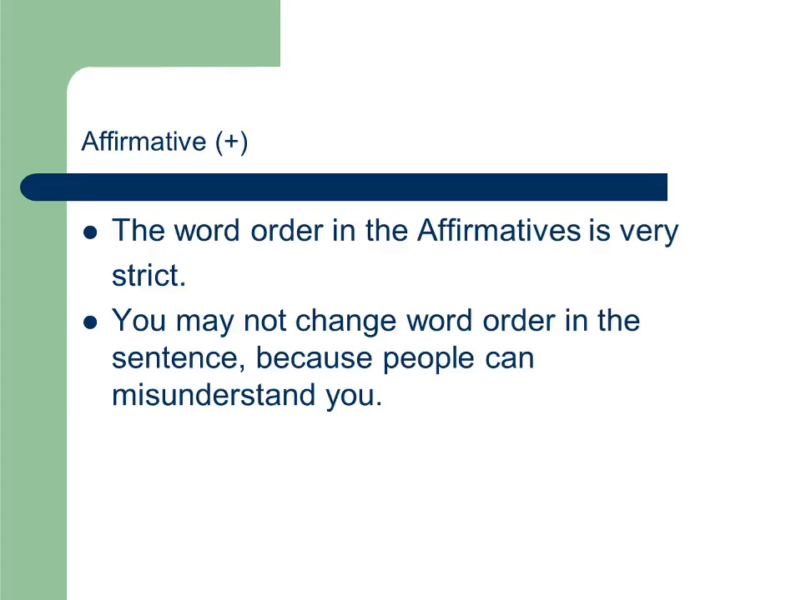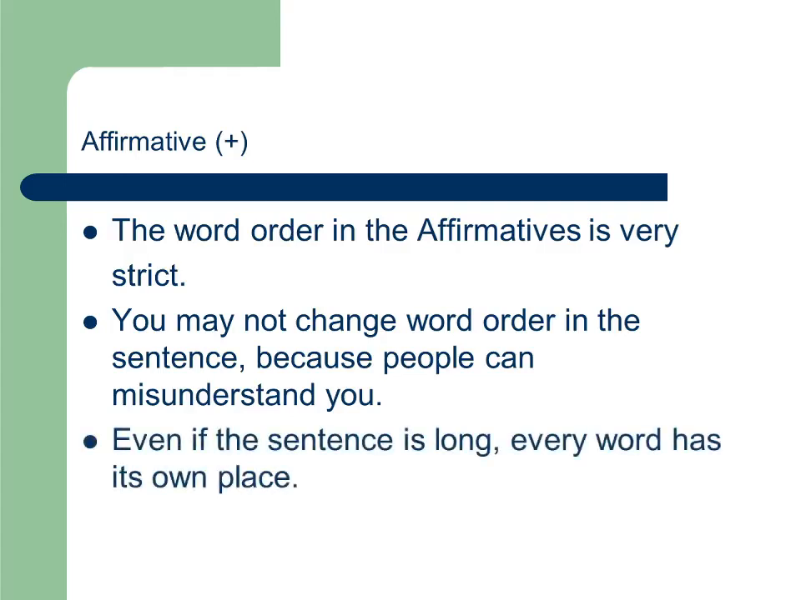So, word order is very important in the English language as well as other languages. You may not change word order in the sentence because people can misunderstand you. If you just misplace the order, then people can misunderstand you. For example, if I tell you, my name is Faisal, you may get the idea what I am telling you. If I just misplace these words, for example, my Faisal is name.